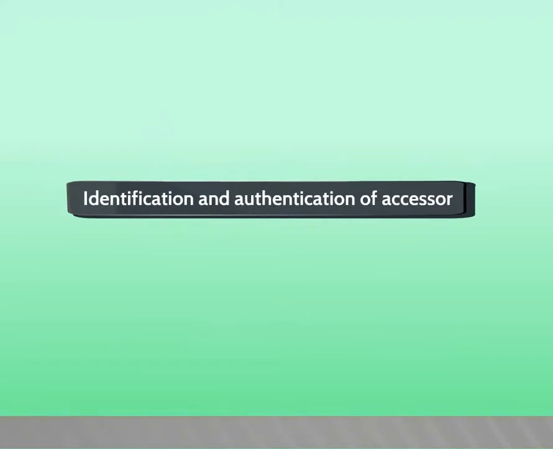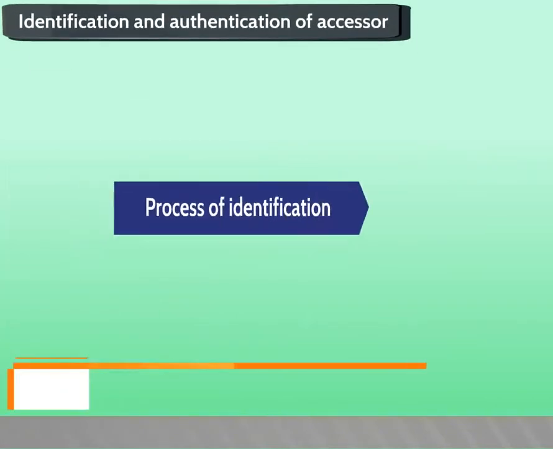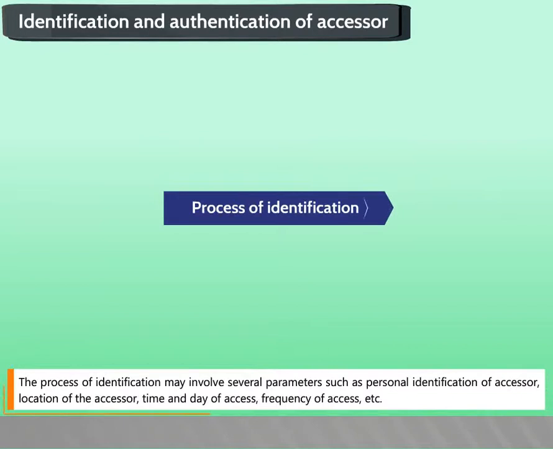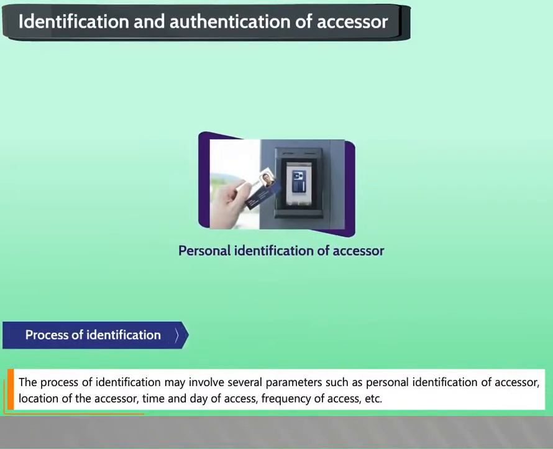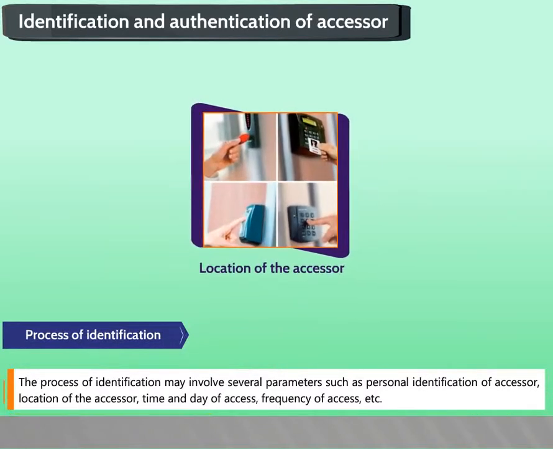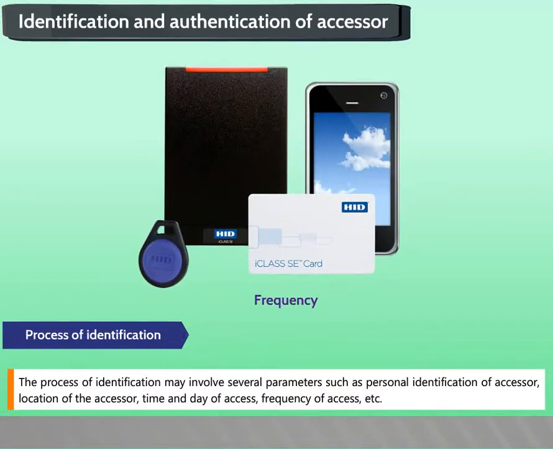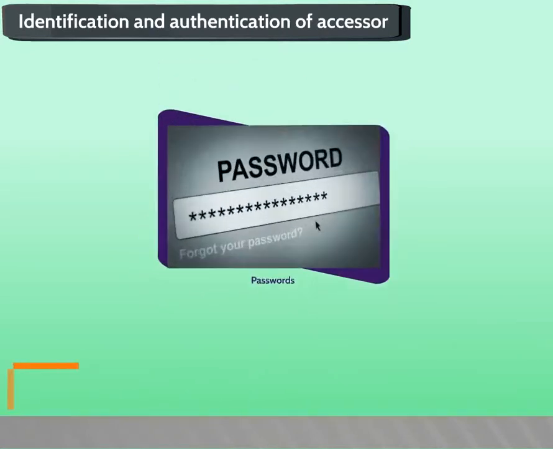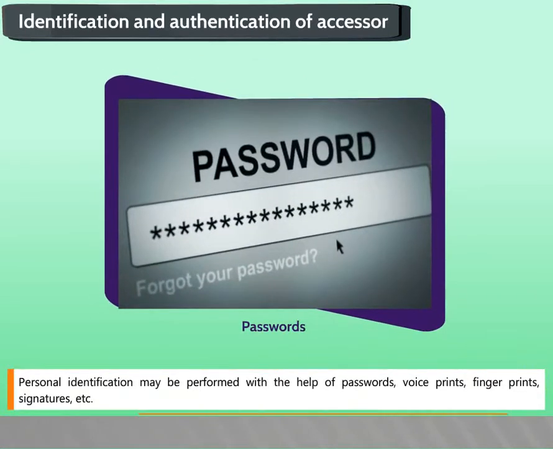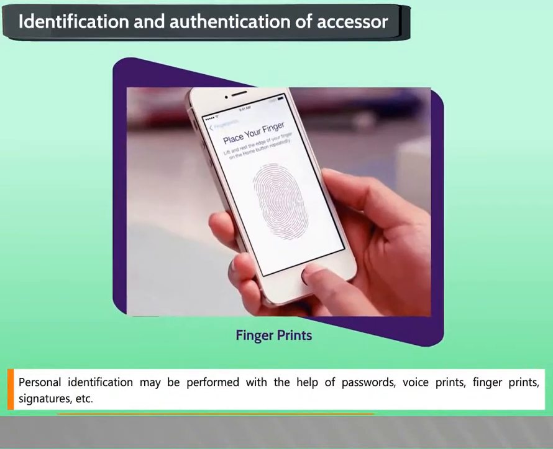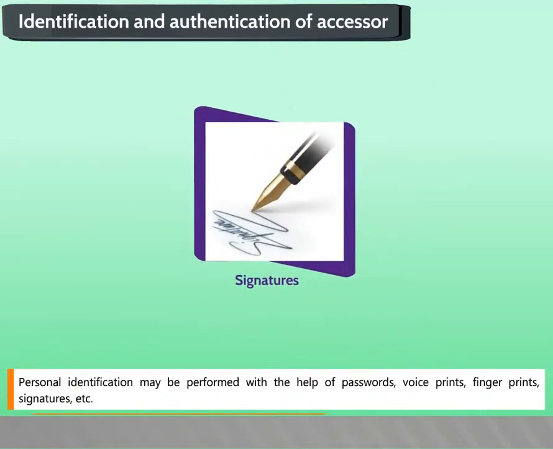Identification and authentication of accessor. The process of identification may involve several parameters such as personal identification of accessor, location of the accessor, time and delay of access, frequency of access, etc. Personal identification may be performed with the help of passwords, voice prints, fingerprints, signatures, etc.